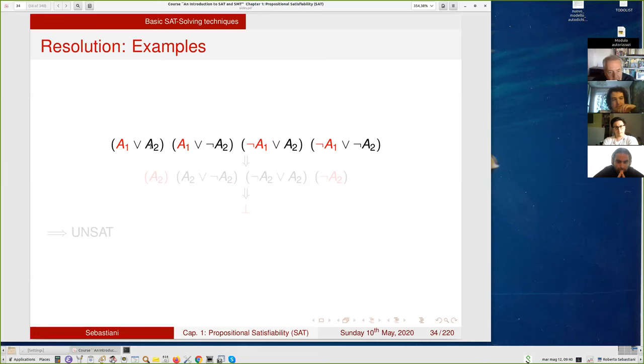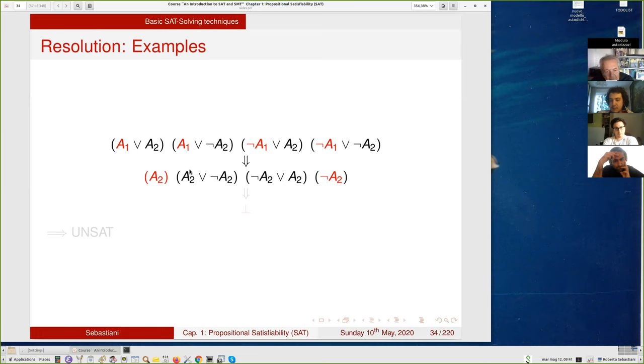Resolving pairwise, you get not A2. Resolving this with this, you have A2 or not A2, which you may or may not recognize to be true. Pairwise, this with this, you have again not A2 or A2. And pairwise this with this, you have not A2. You may realize that these two clauses are true and drop them. In general you can, but in general this is not of much use.